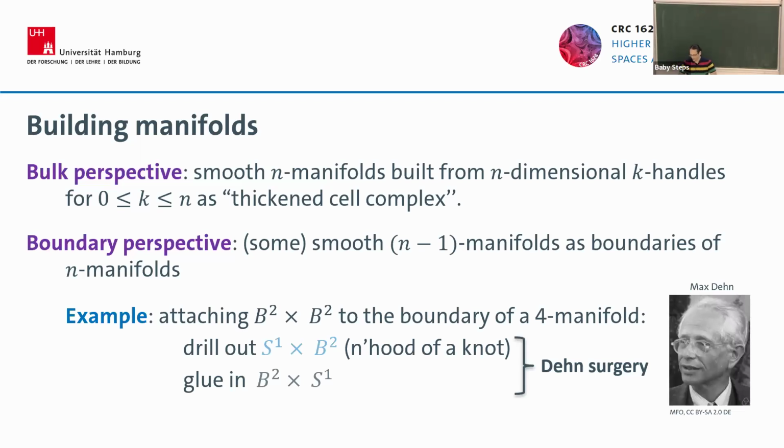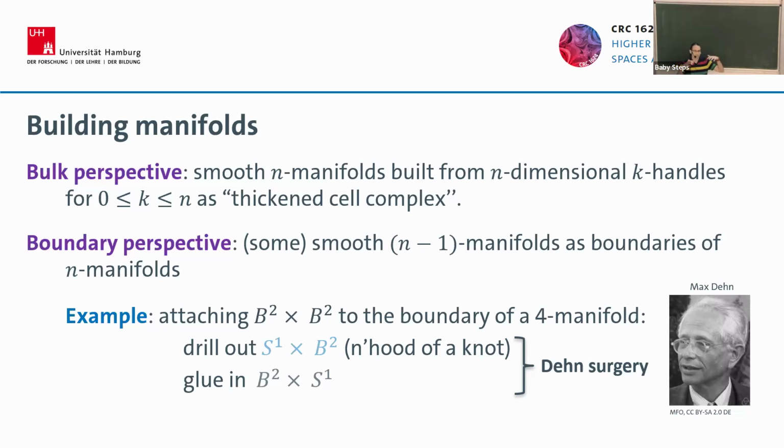And an interesting example is this case of 4-dimensional 2-handles again. So if we attach a 4-dimensional 2-handle, B2 times B2, to the boundary of a 4-manifold, we can ask, how does the boundary change? The boundary of the 4-manifold.